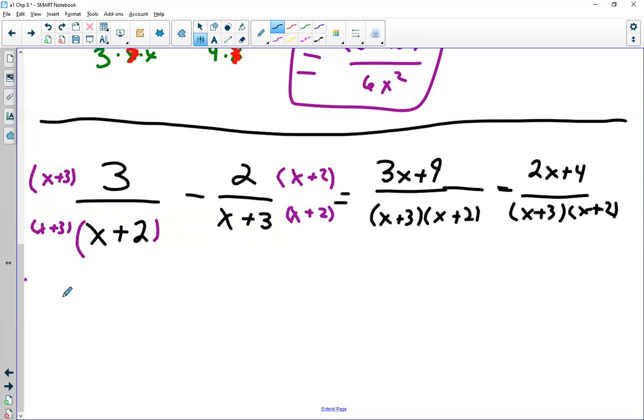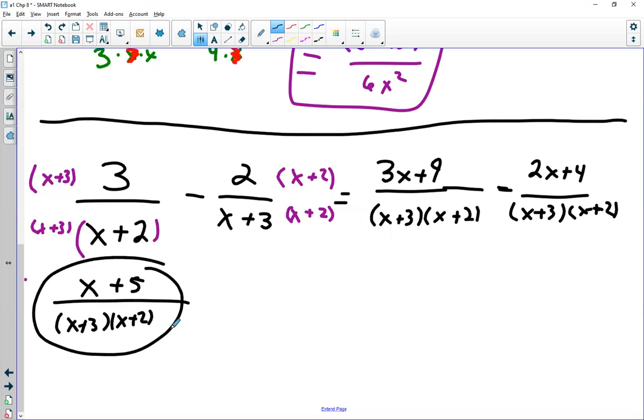So then we're going to make it one big fraction. We could also subtract at the same time. So 3x minus 2x is x. And then 9 minus 4 is? 5. Over x plus 3, x plus 2. Nothing matches, so we're done. Since nothing matches, it's done. If something did match, you would cancel it out.